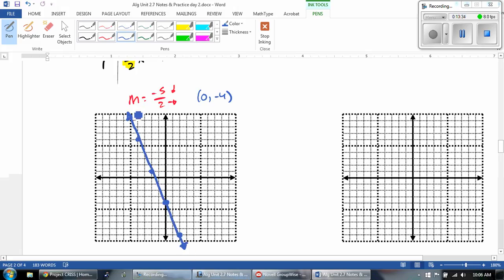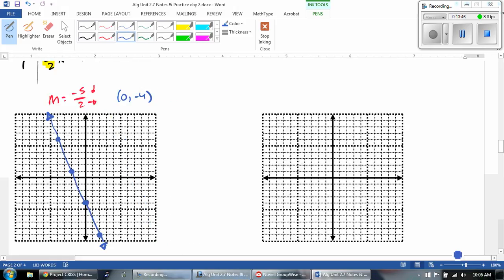Okay, remember our lines go all the way through our graph, and that we have arrows at the end. Hey, what happened to my line? It was there a second ago. There we go. All right.